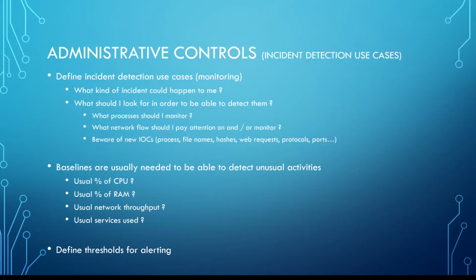Like, you are not using a protocol on your network and then suddenly you see your firewall allowing or blocking a lot of this type of traffic that you have never seen before. Well, this is something that you should pay attention to. And of course, you have to be aware of new IOCs, indicators of compromise. Those could be processes, file names, hashes, web requests, protocols used, ports used, etc. Those are the kind of things that you can monitor to see if something is strange.